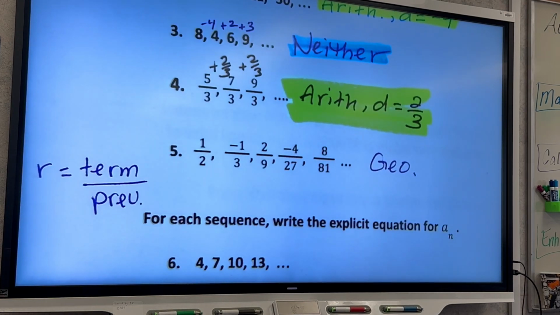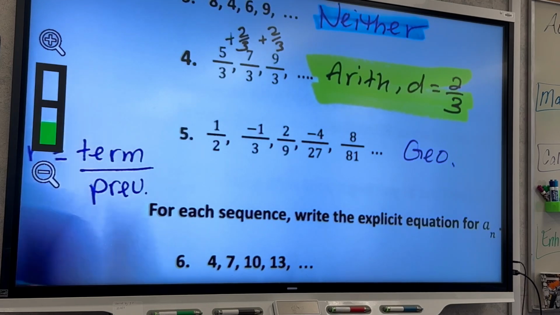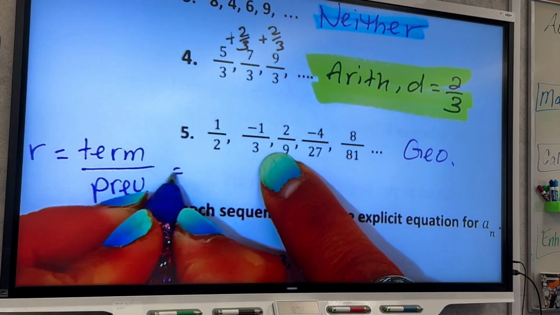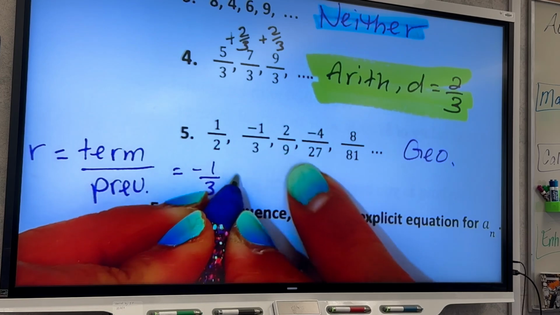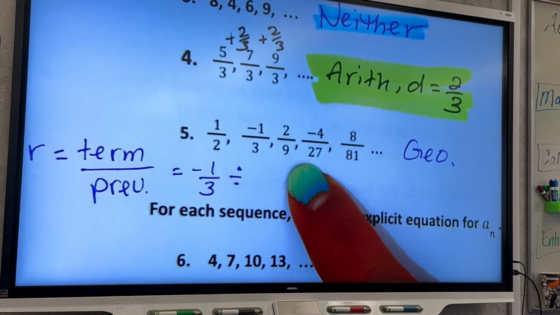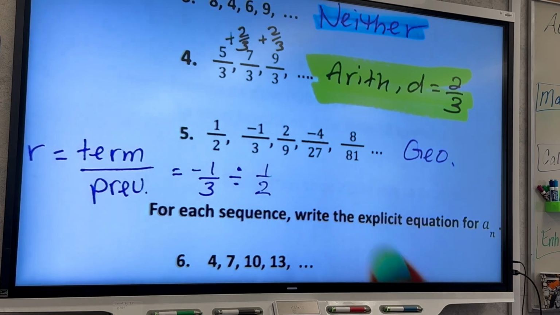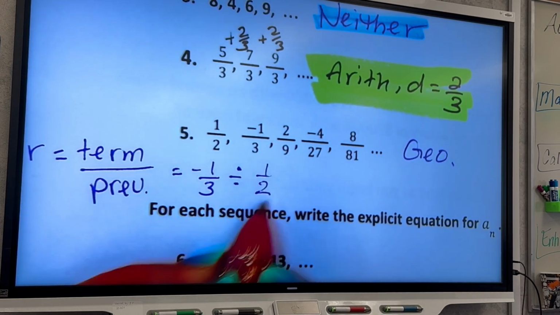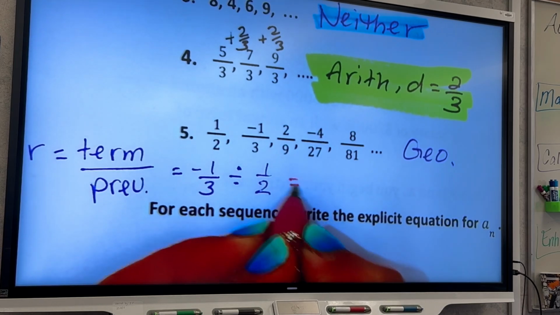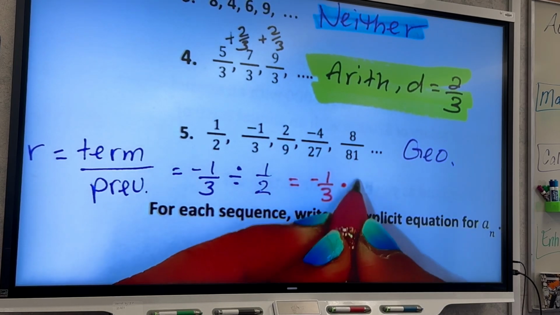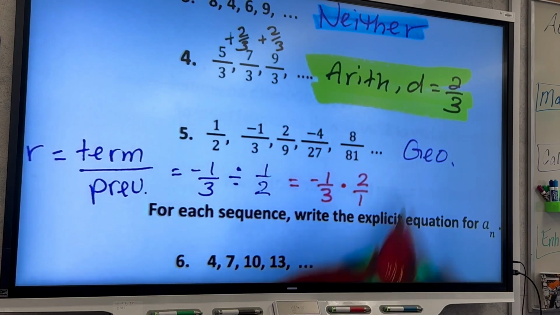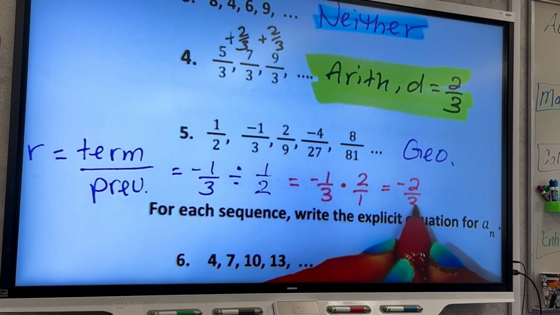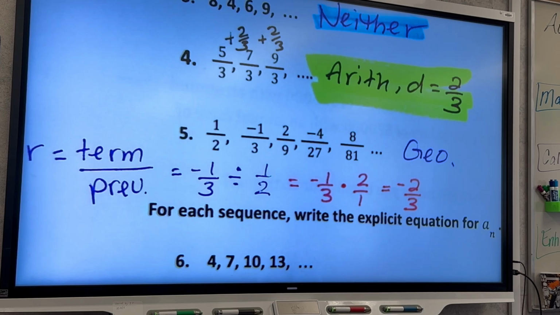This one would be where we would use that, because it's not easy to see what the r is. So what we can do is take a term, like -1/3, but instead of using a fraction bar, I'll use the division symbol and divide it by its previous term, 1/2. And then I get to say my rhyme again. Dividing fractions, it's easy as pie. You flip the second and multiply. So -1/3 times 2/1 is -2/3. So the r must be -2/3.